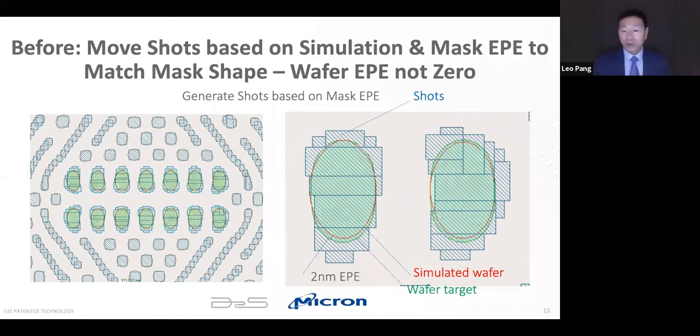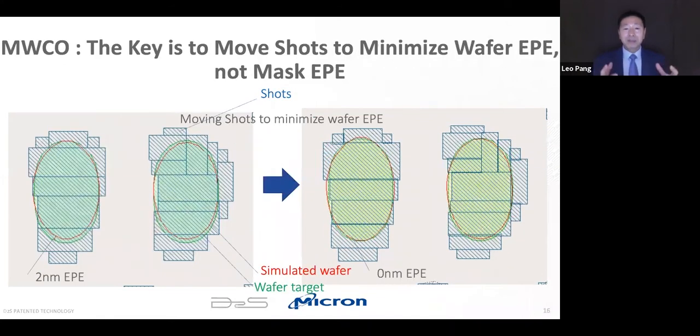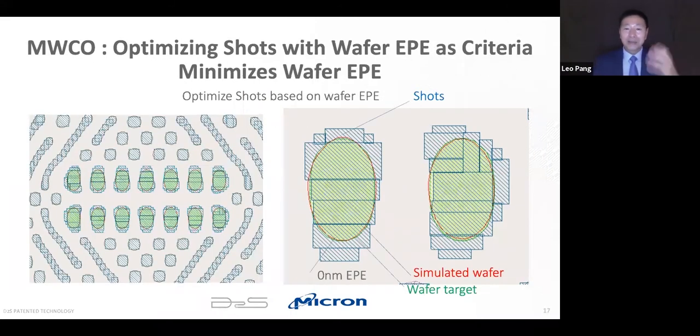It's actually straightforward. Think about it, we can do a double simulation. We can run mask simulation, we can run wafer simulation. So if we take the shots, we simulate all the way to wafer, then we can compare that simulated wafer to the wafer target, then try to minimize the difference between these two. And we just have to move the shots as what we did before. It's just a cost function change. And with that simple change, we can optimize the shots to minimize the wafer EPE.